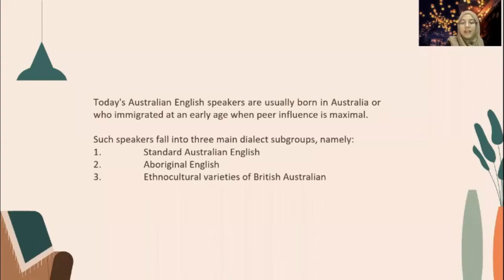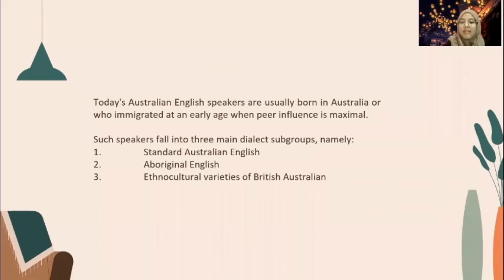And today, Australian English speakers are usually born in Australia or immigrated at an early age when peer influence is maximal. Such speakers fall into three main dialect subgroups, namely: first, Standard Australian English; second, Aboriginal English; and third, ethnocultural varieties of British Australian.